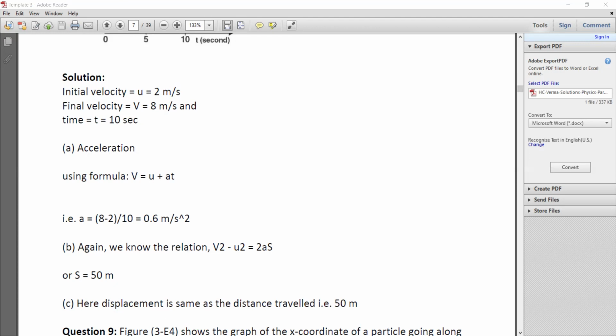This is because the particle is moving along the x-axis in one direction, so there is no difference between the total path length, distance, and the straight line distance from start to end.